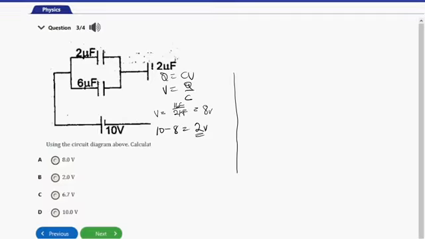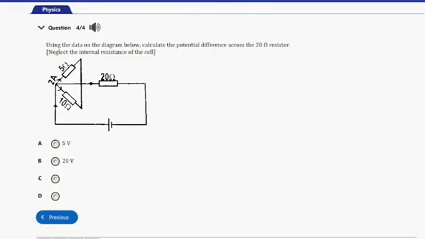Let's go ahead and consider the next question. So guys, the next and last question we have here is question number 4. It says, using the data on the diagram below, calculate the potential difference across the 20 ohm resistor.